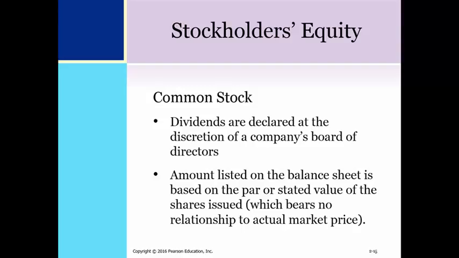The par or stated value of the common stock is for accounting purposes and has no significance with regard to the actual market price of a firm's stock. If common stock has a par value of $1, then this just means this is the lowest price that the firm can sell stock for, but the actual amount that common stock sells for on the stock exchange is an amount determined by supply and demand of investors choosing to buy and sell stock.